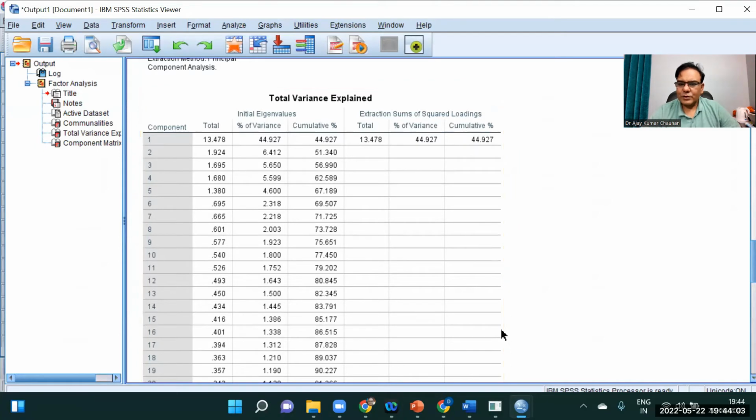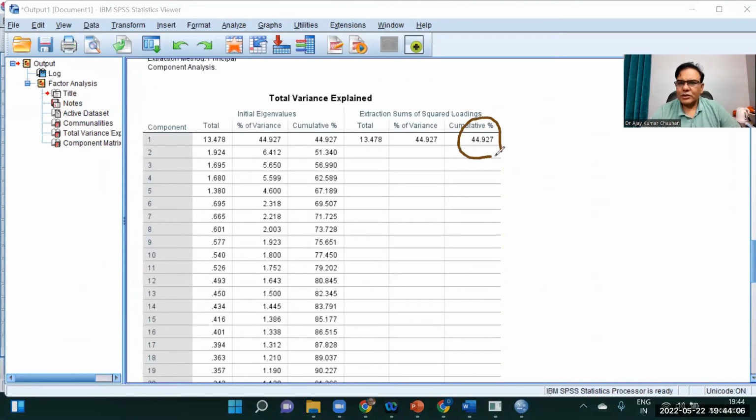The value you can see here should be less than 50%. If it is less than 50%, it means your data is free from biasness, and be happy. So this value should not be higher than 0.5. If it is higher than 0.5, then you are having a problem. If it is less than 0.5, no problem. In this way, we can check the biasness in the data, biasness in the responses.